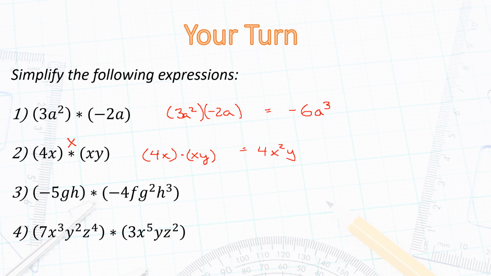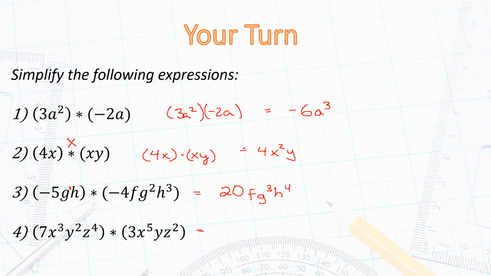Minus 5gh times minus 4 fg squared h cubed. So minus 5 times minus 4 is positive 20. We've got fgh. F doesn't have anything to combine with, so it's going to be just f. G, there's g to the power of 1 on the left, and g to the power of 2 on the right, so that's g cubed. And then we've got h to the power of 1, h to the power of 3, so that is h to the power of 4. So we get 20f g cubed h to the power of 4.